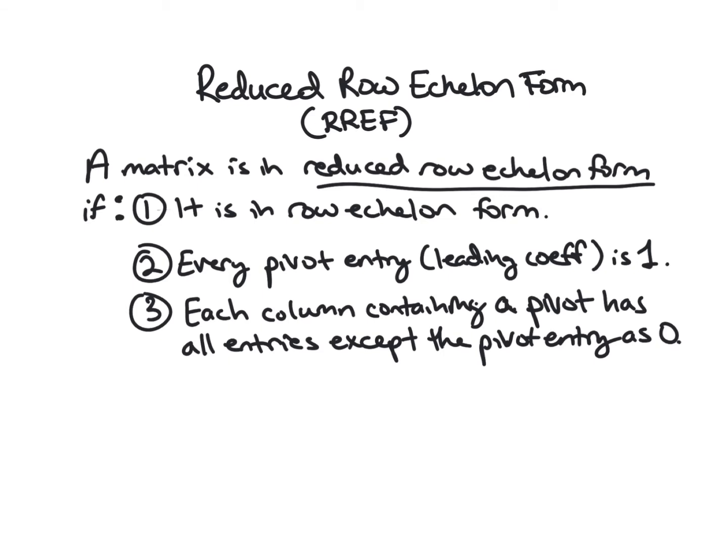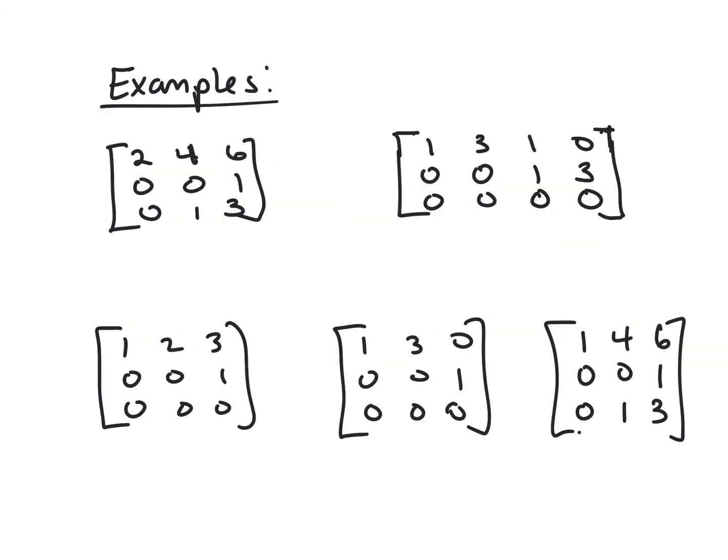We say a matrix is in reduced row echelon form if it satisfies these three conditions. First, it's in row echelon form. And then the reduction is that first we make every pivot entry or leading coefficient 1. And after doing so, we ensure that each column containing a pivot has that 1, and every other entry in that column is 0. So now let's take a look at several examples and determine which ones are in row echelon form, reduced row echelon form, or maybe neither.